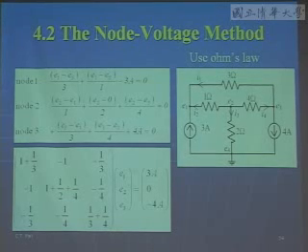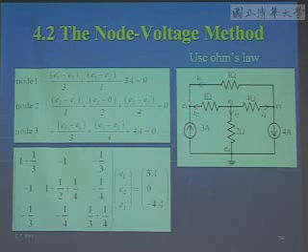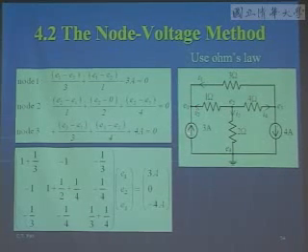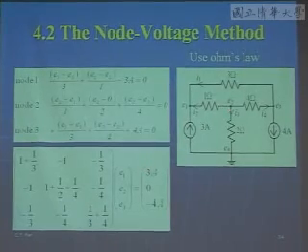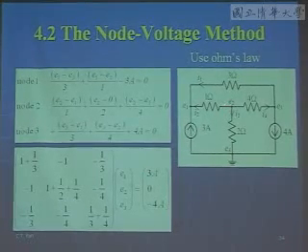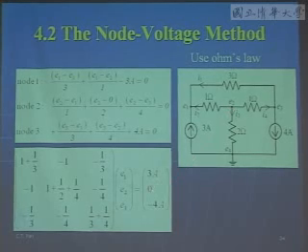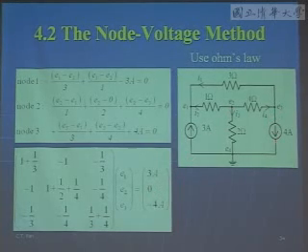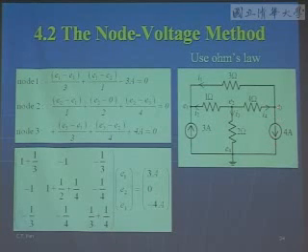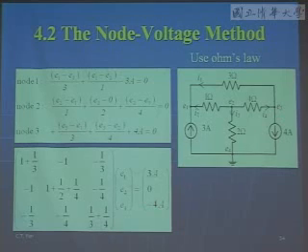So let's see. Consider node 1 here. We have only one current source, 3 ampere, entering, so we have a plus sign here. And node 2 here, we have no current source entering, so put 0 here. And the third node here, we have 4 ampere leaving instead of entering, so put minus 4 ampere. So is that clear?